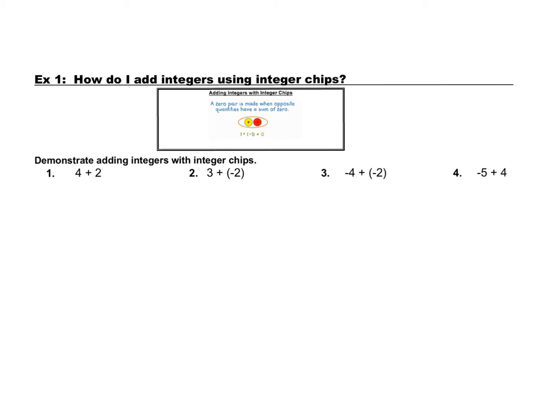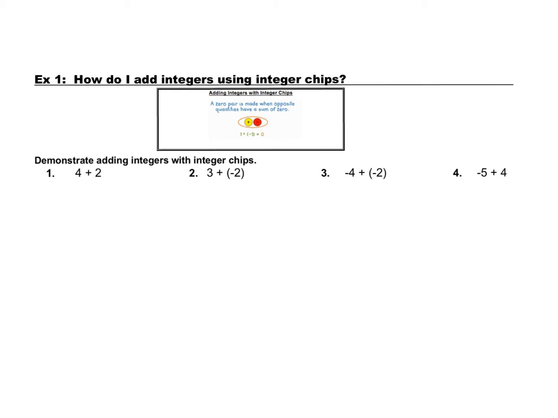A zero pair is made when opposite quantities have the sum of 0. So for example, 1 plus negative 1 is equal to 0. What happens when you have one positive and one negative is that they cancel themselves out. So let's take a look at what we have here with 4 plus 2. Now, we're not going to use integer chips. We're just going to use positives and negatives to demonstrate it.